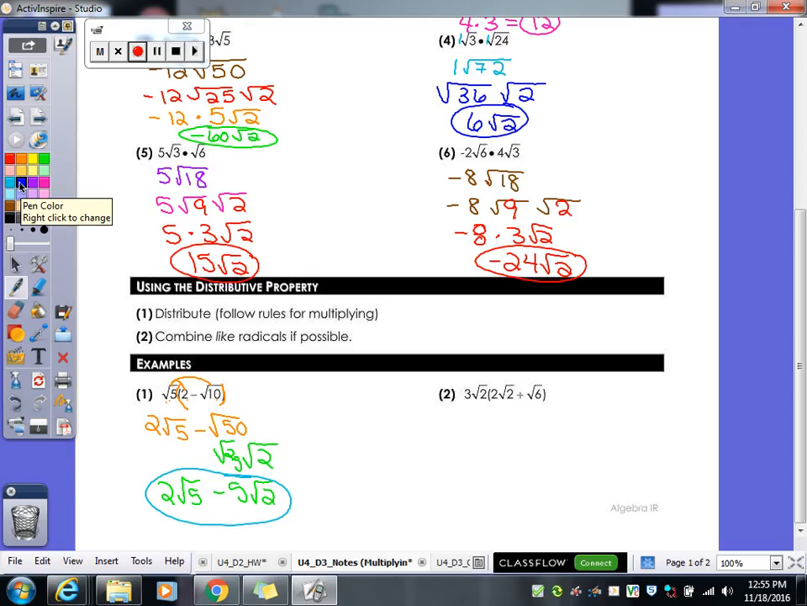Okay, so number 2. Same thing. We're going to distribute. We're going to do this times the first term. So 3 times 2 gives us a 6. Those are both not under the radical. Under the radical, we have a 2 times a 2, which would give us 4. So 6 radical 4 is our first term.